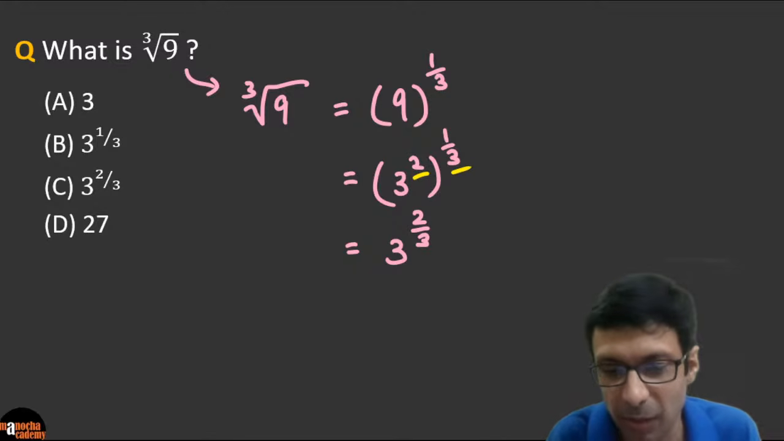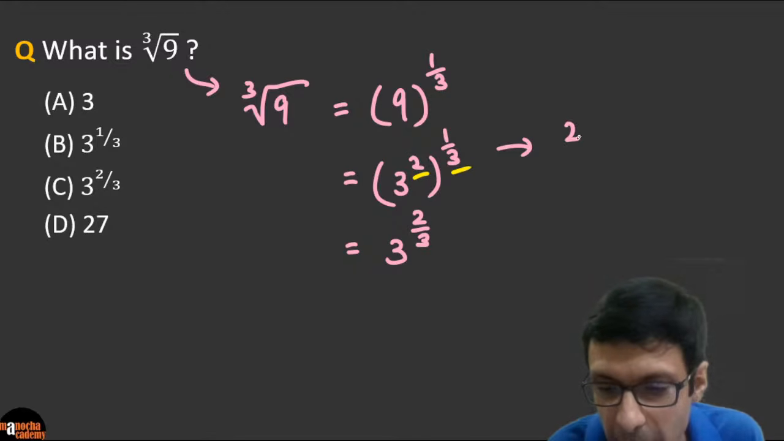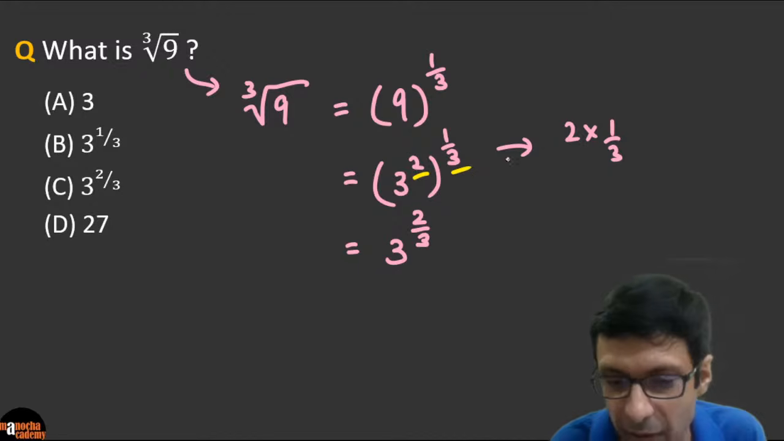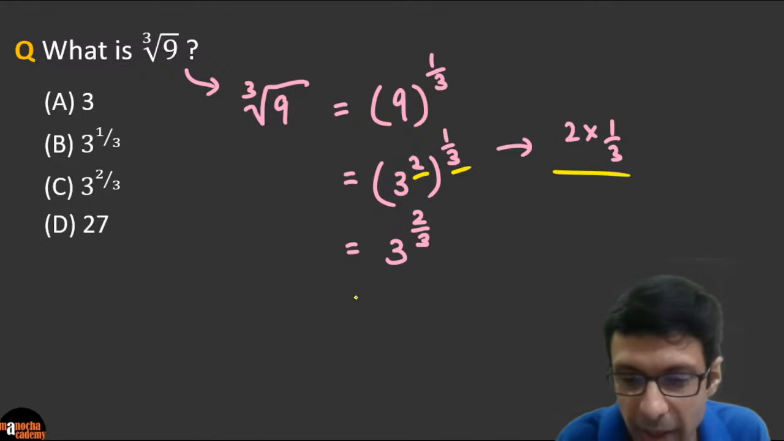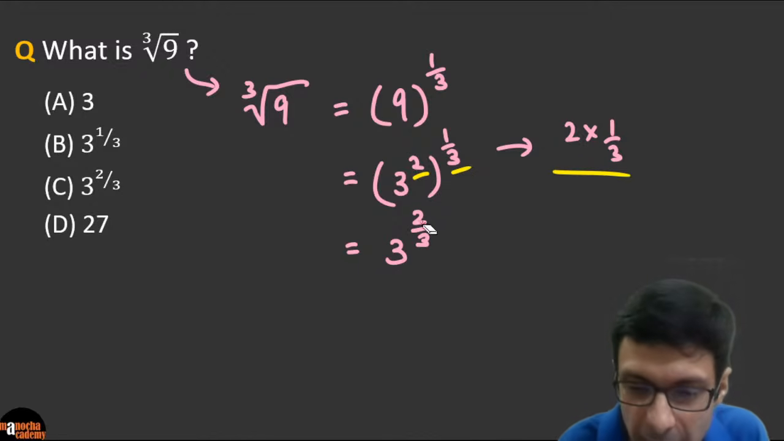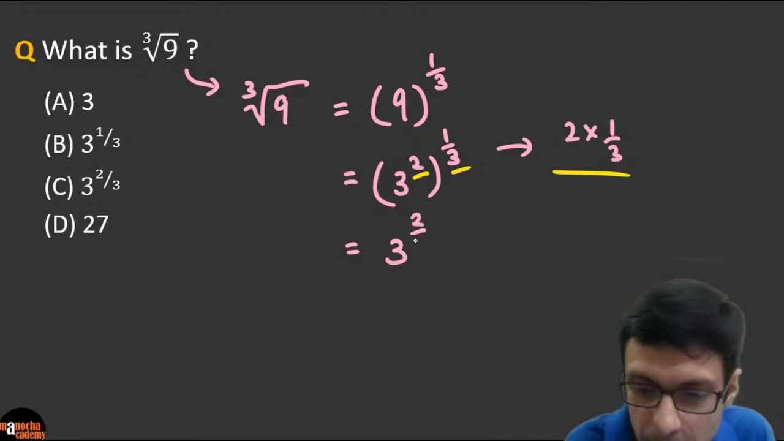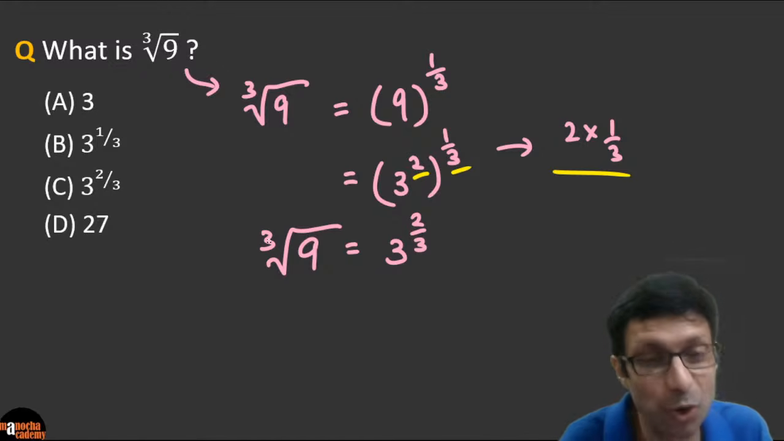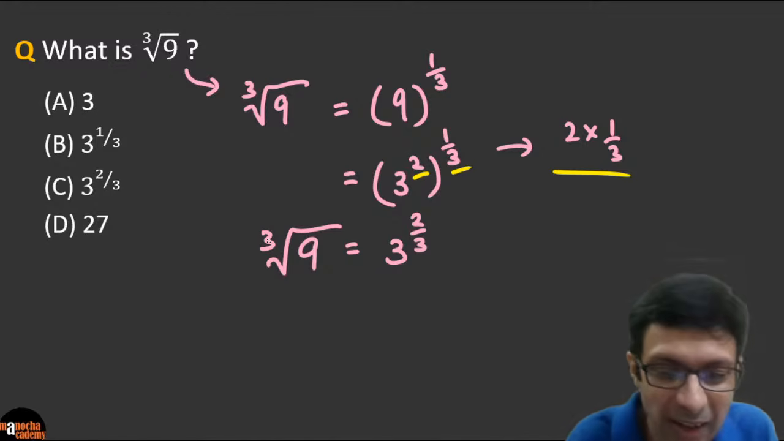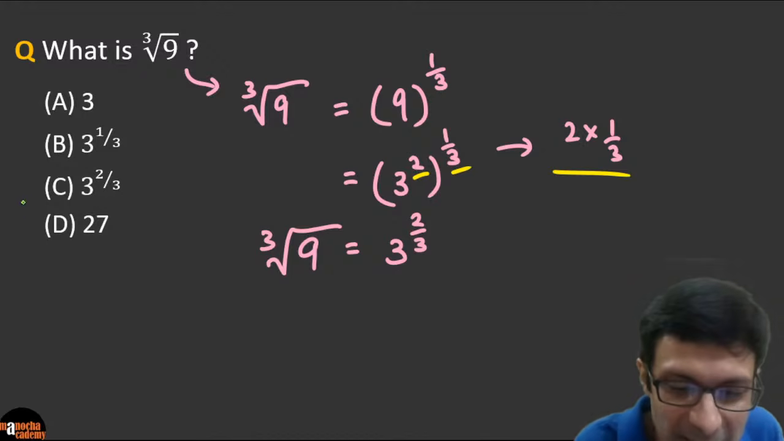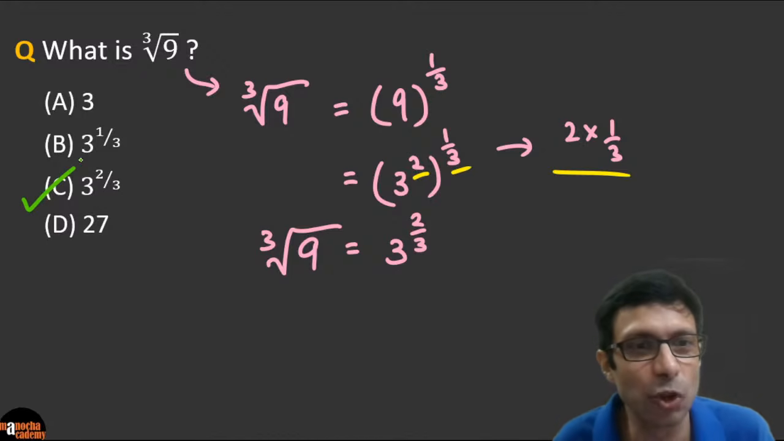Guys, can you see that? Because what are we doing here? We're going to multiply 2 times 1/3. The powers are getting multiplied. So we get 3 to the power, let me write that a bit clearly, 3 to the power 2 by 3. So this is our answer, the cube root of 9. So guys, don't be in a hurry. A lot of you said C, A. The correct answer is C here, guys. 3 to the power 2 by 3.